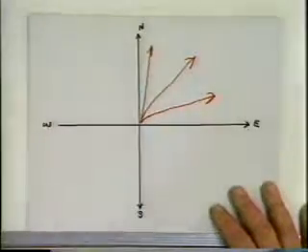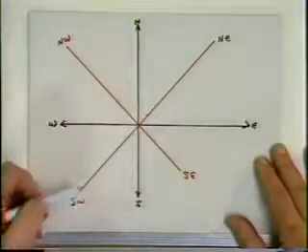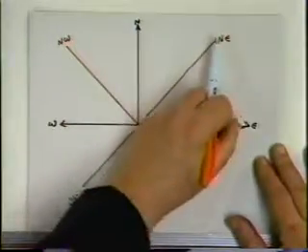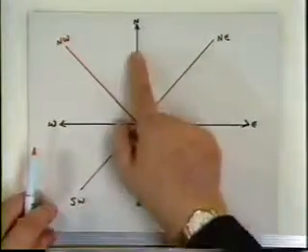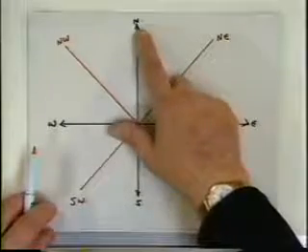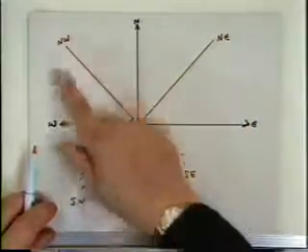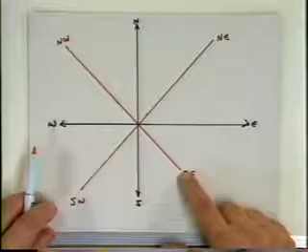So what we do is we draw some other lines. What we do is we split this angle in half. What we do is we now draw 2 more lines. And see what this line here is? This is halfway between north and east, so we call that northeast. This is halfway between north and west, so we call that northwest. This is halfway between south and east, so we call that southeast.